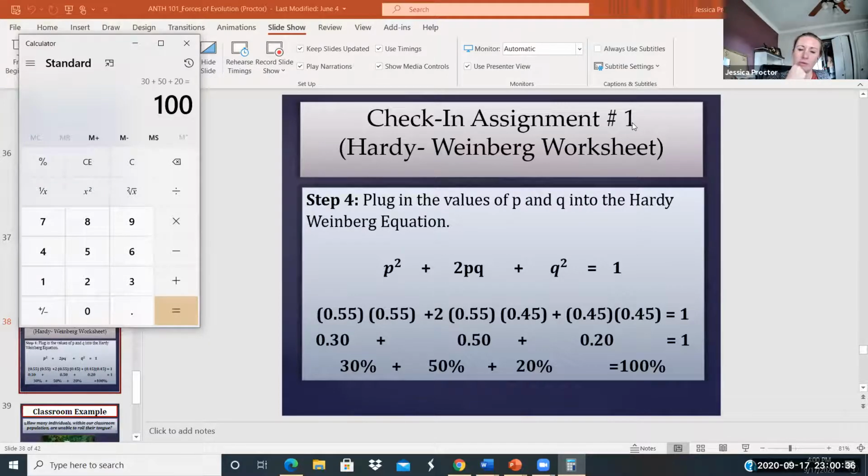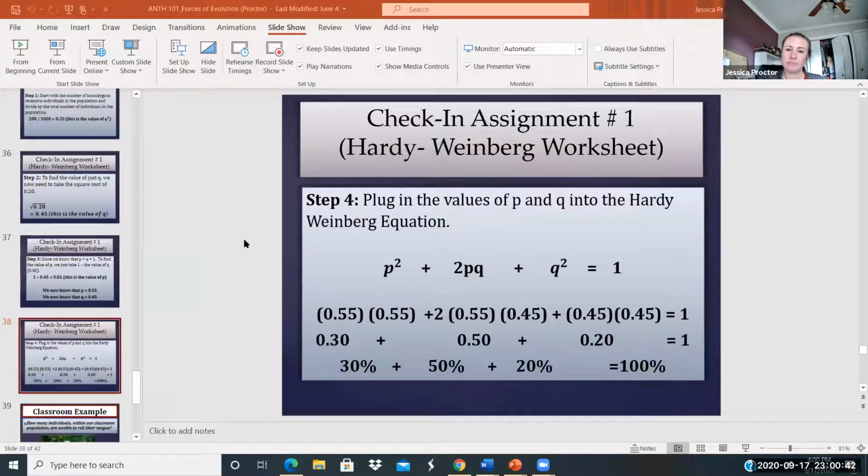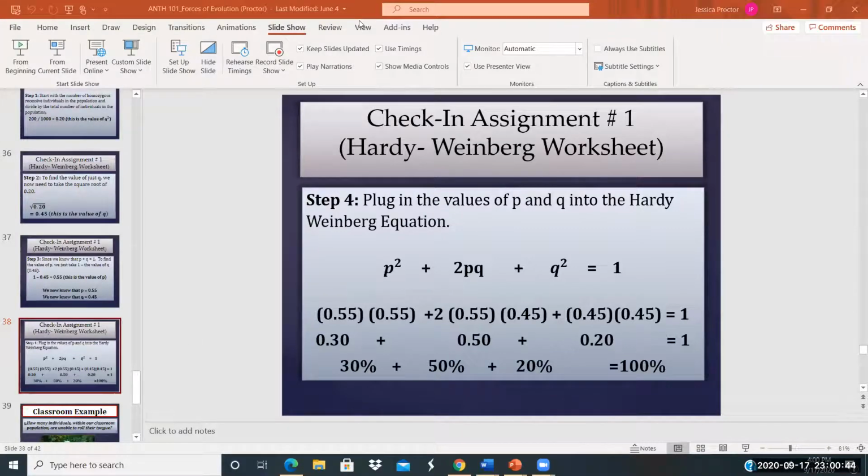No? Okay. Do you guys want another example, or do you feel good about this? I feel pretty good. Okay. Is there anybody out there that would like a second example of how to do the Hardy-Weinberg? This will be available for me to look at later again on the recording, correct?